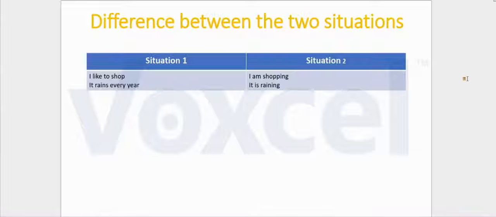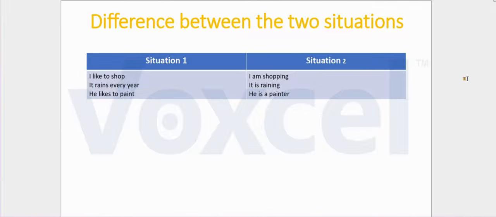But let's say today is your birthday and you are celebrating right now, so what will you say? I am celebrating my birthday. He is celebrating his birthday, she is celebrating her birthday, they are celebrating their birthday, you are celebrating your birthday, whatever you want to say. Clear? I hope it is clear. Moving on. He likes to paint, he is a painter. So he likes to paint is again a habit, likes, dislikes. He is a painter is a profession. Yes, good.